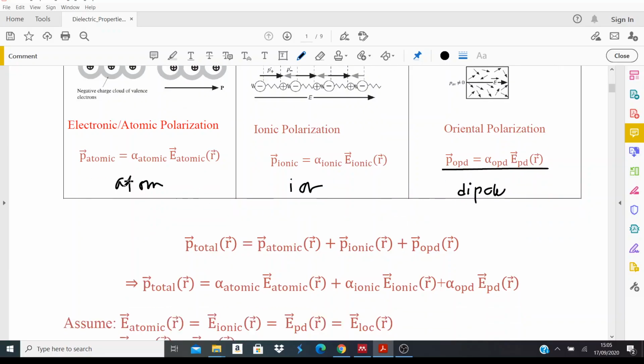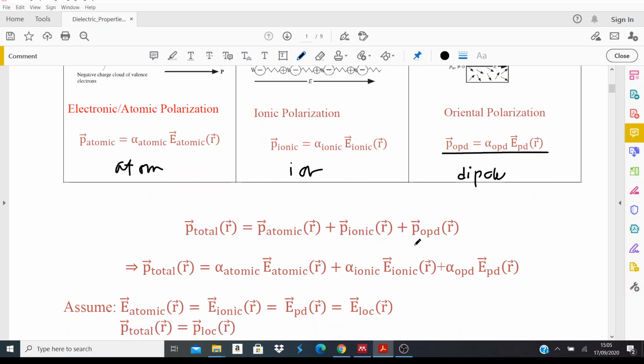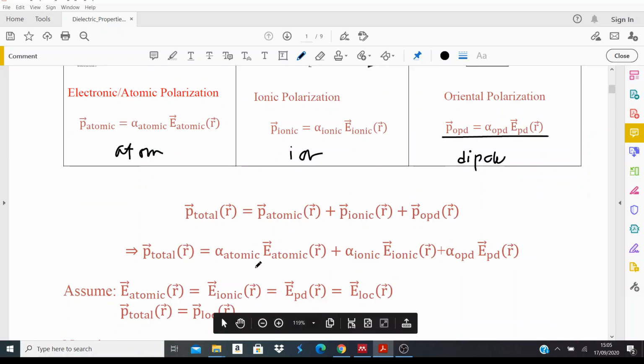You can see the sizes of these elements, dipoles, ions, and atoms, are really microscopic. And if one calculates the total polarization due to these three contributions, you need to add them up: the atomic, the ionic, and the orientational polarization. Then you set up the expression in terms of this electric field and the polarizability. I'm just putting the expression here.